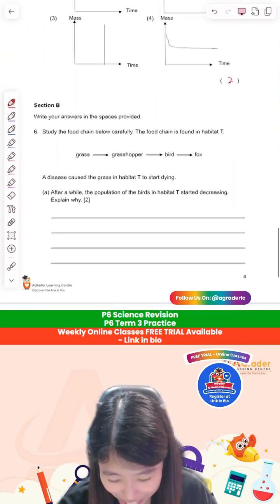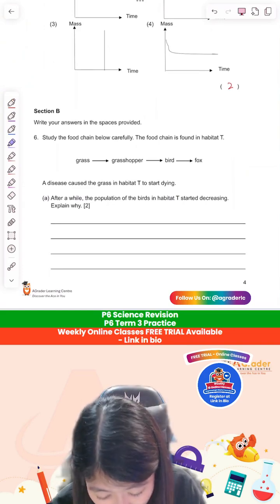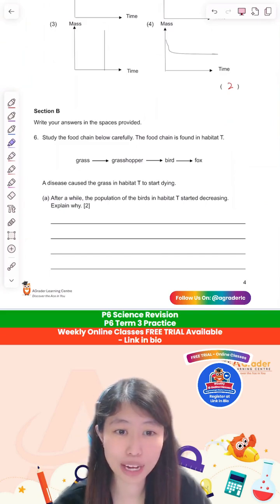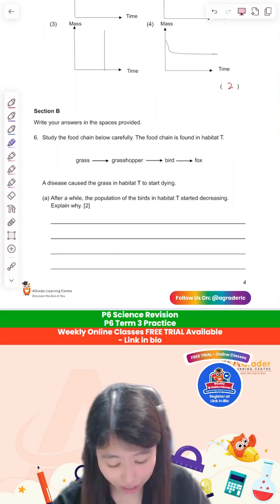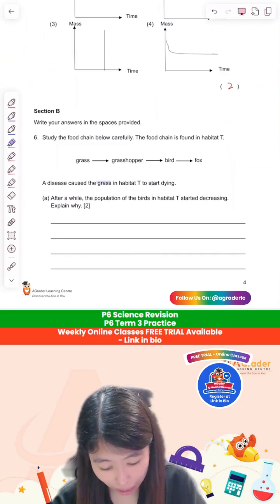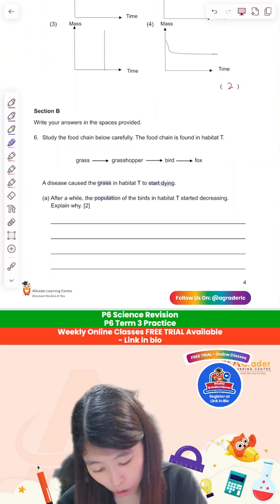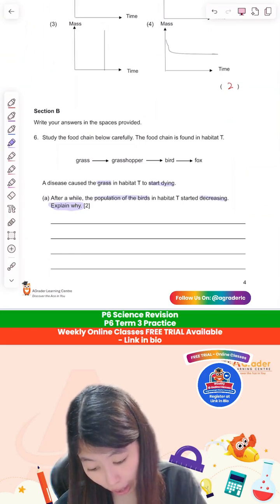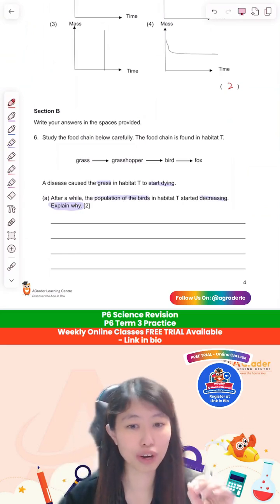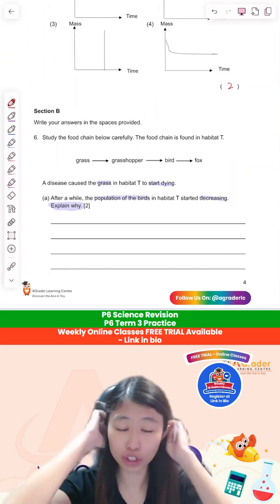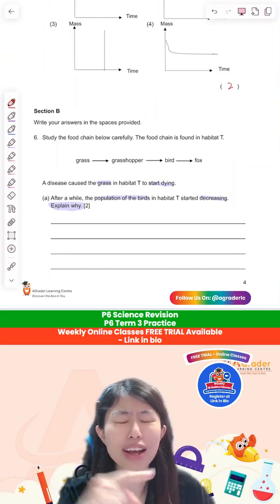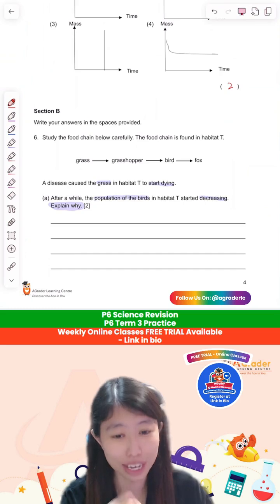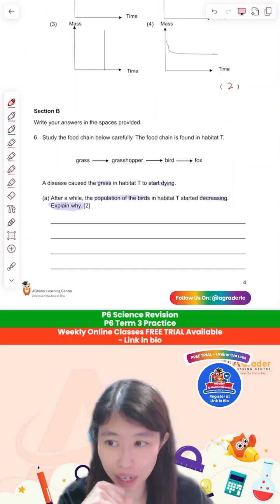So for question 6, they're asking us to study the food chain below carefully, and the food chain is found in a habitat called habitat T. They said that a disease caused the grass to start dying, and after a while, the population of the birds in habitat B actually starts decreasing as well. Explain why. This is an explanation question for food web and food chain style question. Just now we did the MCQ, right? So that's why I asked you all certain questions, because there would be open-ended about such things. Okay, so let's look at this open-ended.